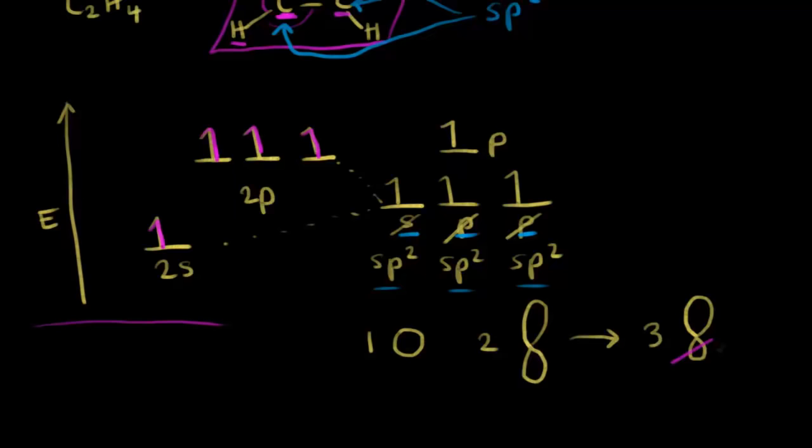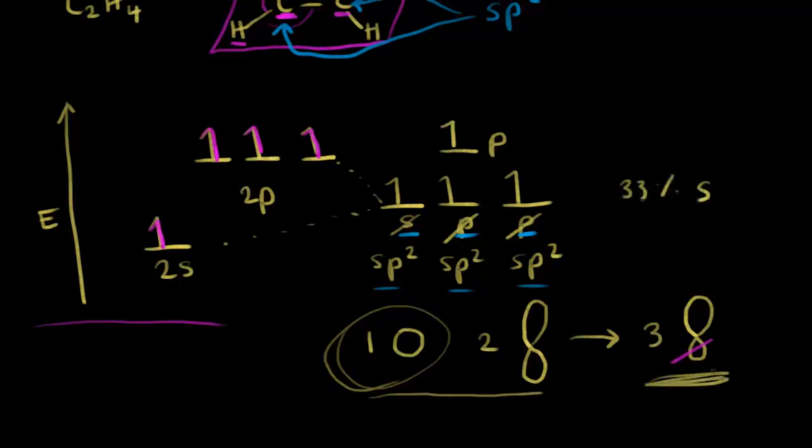In terms of what percentage character, right, we have 3 orbitals that we're taking here, and one of them is an s orbital. So 1 out of 3 gives us 33% s character in our new hybrid sp2 orbital. And then we have 2 p orbitals, right? So 2 out of 3 gives us 67% p character. So 33% s character and 67% p character.